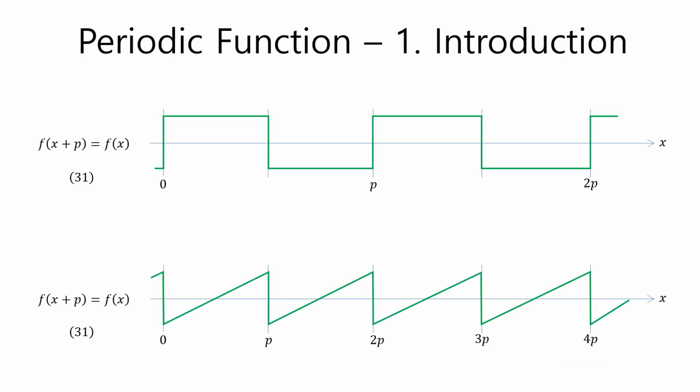Next, we will learn how to apply the least squares method when the system function is a periodic function. A periodic function is a function that repeats the same shape periodically. For example, the top picture shows the periodic function of a square wave, and the bottom picture shows the periodic function of a sawtooth wave. For both functions, the basic waveform of one cycle can be expressed as 0 to p, or p to 2p, or 2p to 3p, and they all have the same shape.